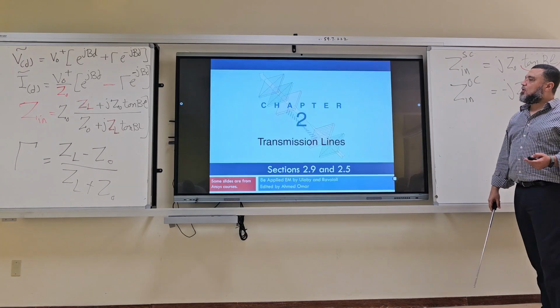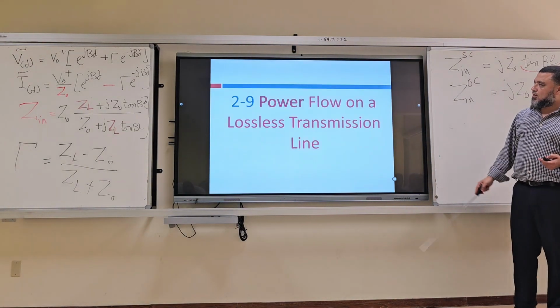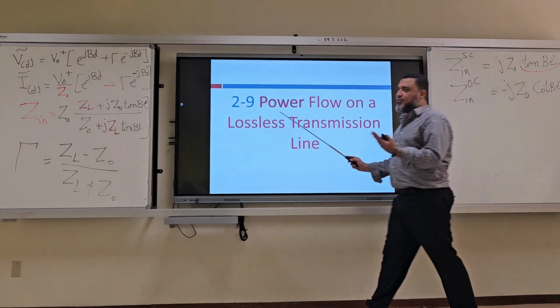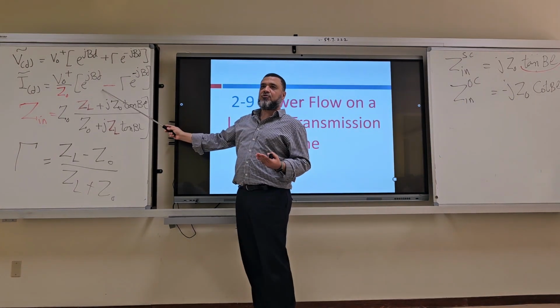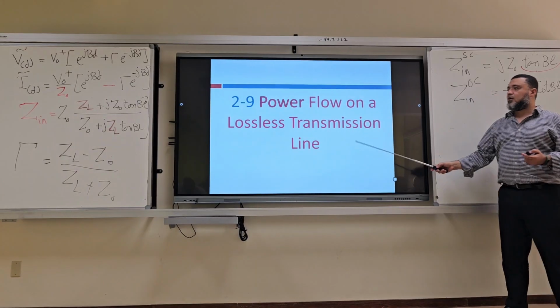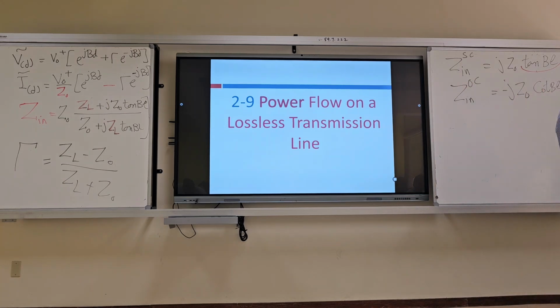Now move to the last part, which is section 2.9 and section 2.5. Section 2.9 is about power flow. So far we have been speaking about V and I. We have never mentioned power, right? Did you mention anything about power? Now we need to speak about the power flow over, again, a lossless transmission line. We need to understand how the power flow takes place.